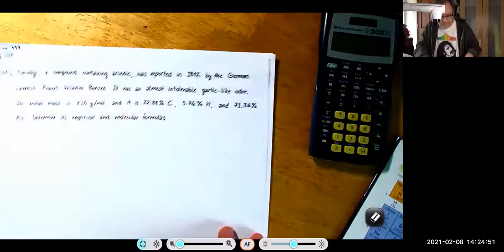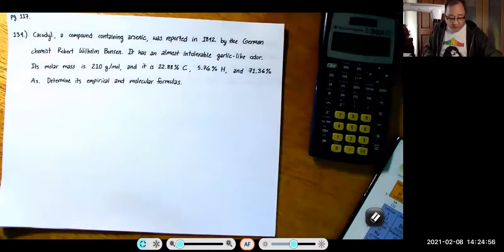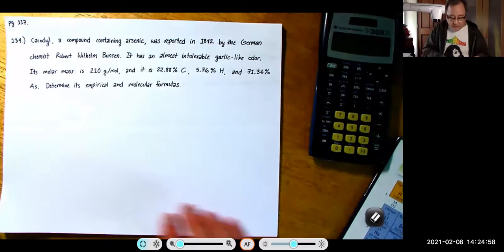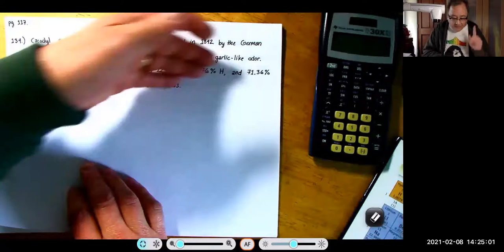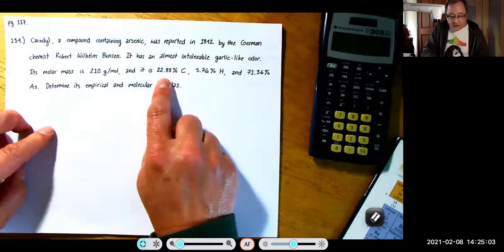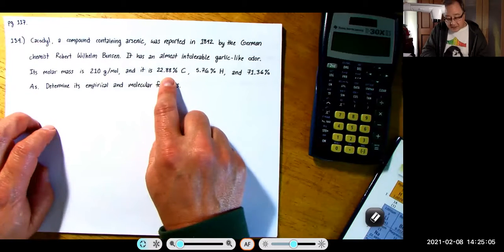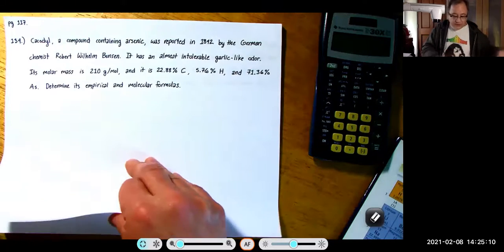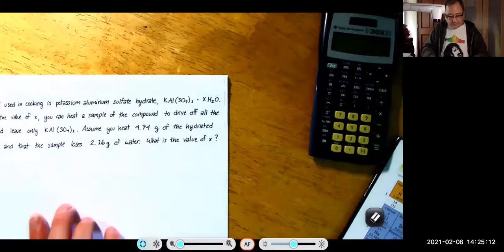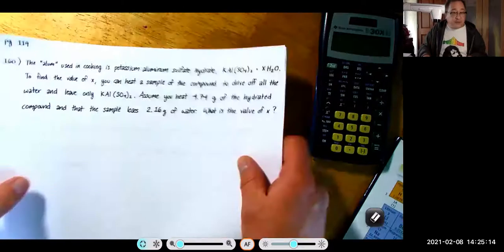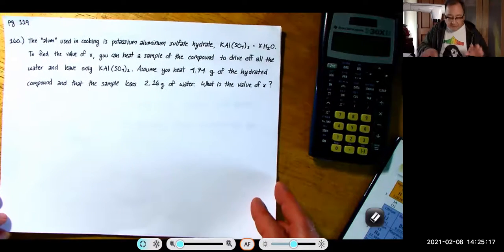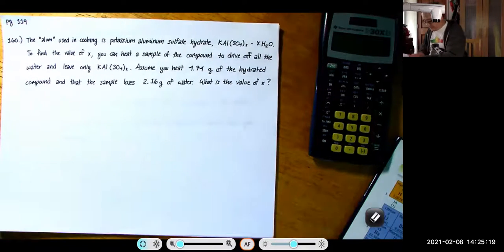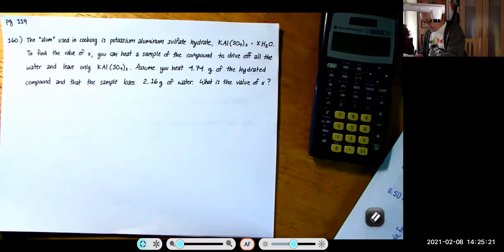Now, here's another problem like the one we had done before. This is a great problem for you to try on your own, where we take percentages. And remember, you take the percentage, assume that many grams, turn that into moles and get the formula. But I do want to get to this one interesting problem here, because you're going to do a lab similar to this one, only I'm going to change things a little bit. I'm doing a little work over here.